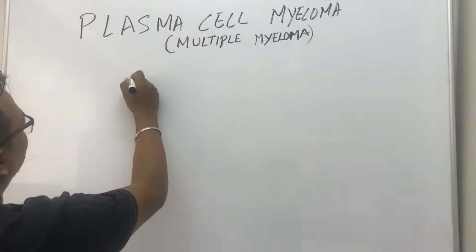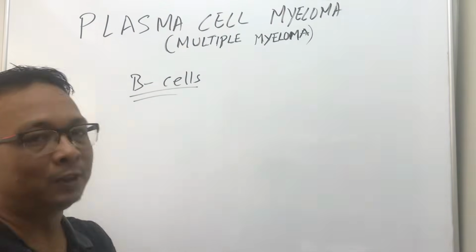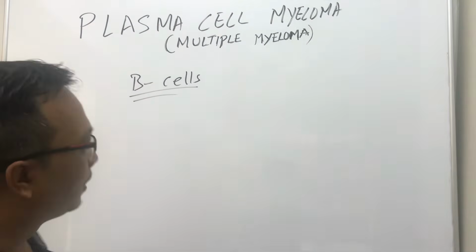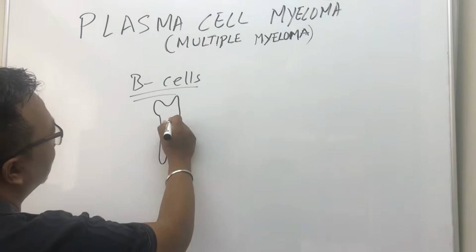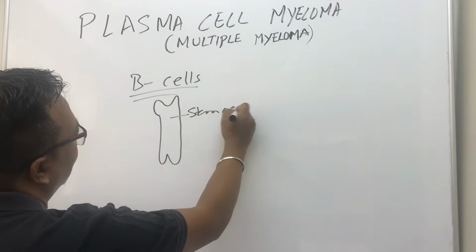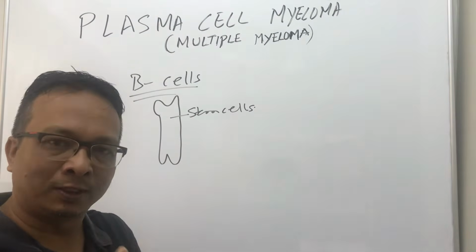It's a cancer, a neoplasm of the B cells. Now, where are these B cells coming from? In the bone marrow, we know there are stem cells. From the stem cells, there are two chains.